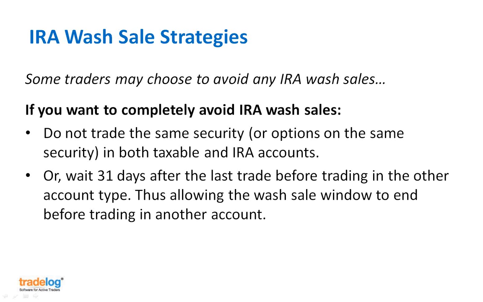The key is, during the wash sale window, you would not want to be trading the same security in both taxable and IRA accounts. That is a simple way to avoid the risk of having any IRA wash sales, because there's no overlap, there's no reason that the IRA purchase or acquisition would trigger a wash sale from your taxable account. So that's one way to do this.